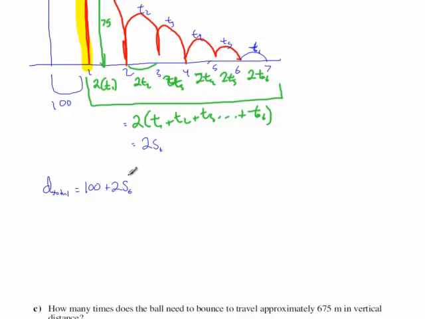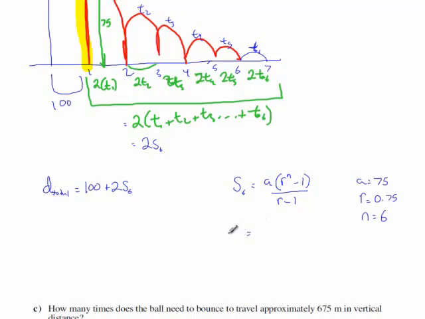So to solve this, first of all, I have to find out what that sum is. So I'll write down the equation. S6 equals a times r^n minus 1, divided by r minus 1. So I know from the previous part of the question that a equals 75, r equals 0.75. My n is 6, because I want to find the sum of the first 6 complete bounces.